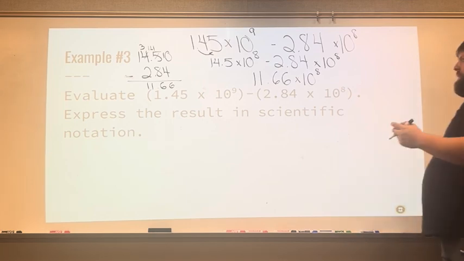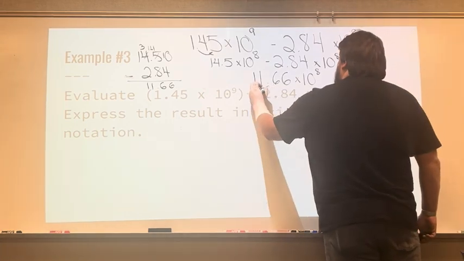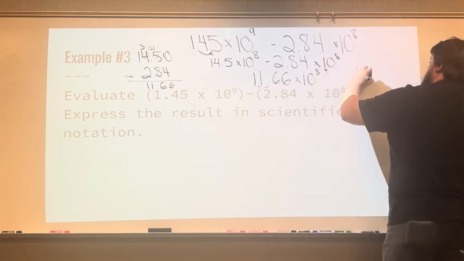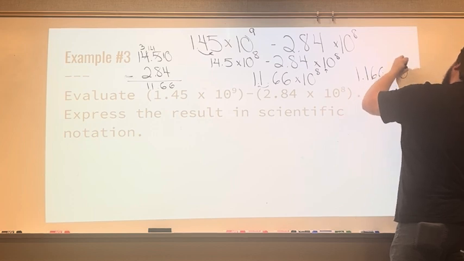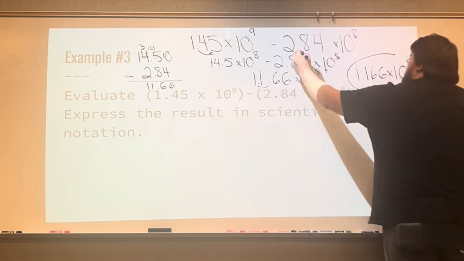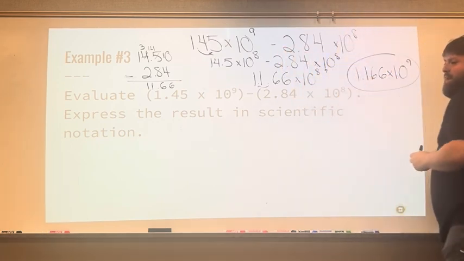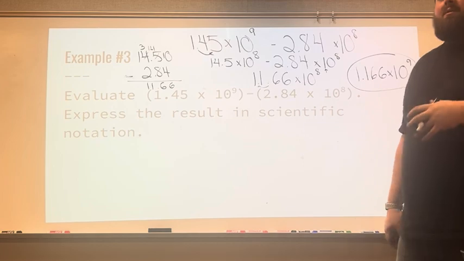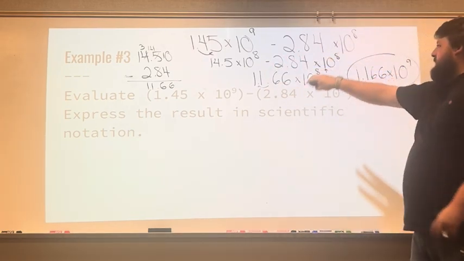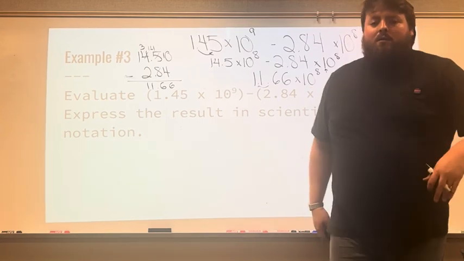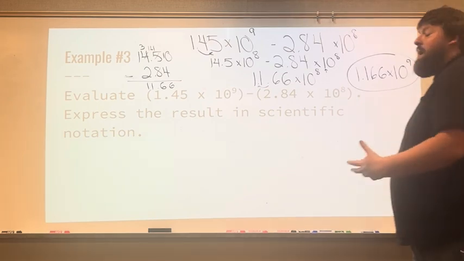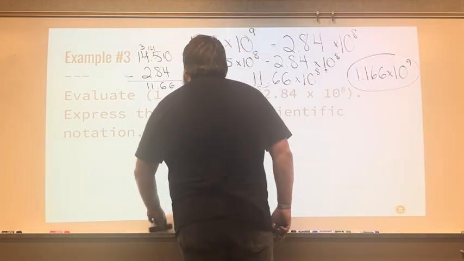Once again, this isn't in scientific notation, so I'm actually going to move this over 1 and increase the exponent by 1. And it's going to be 1.166 times 10 to the 9th. We could have done the exact same thing by moving this over 1 and increasing that to 9. It really doesn't matter which way you do it. Looking back, I probably should have done that. It probably would have made this section a little bit easier. But there are multiple different ways to do this. The main thing is that we have the same exponent as we add and subtract.